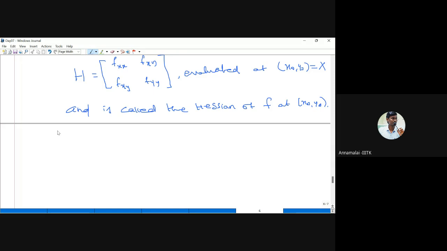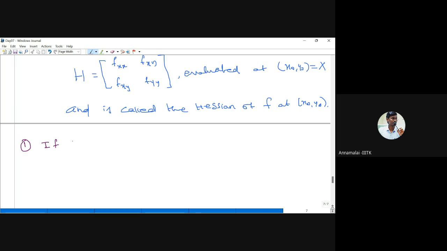So this matrix is very important. Now, what is the second derivative test? Now we list all the possible cases.